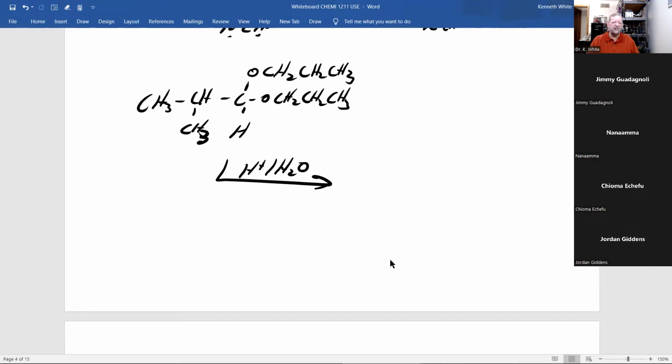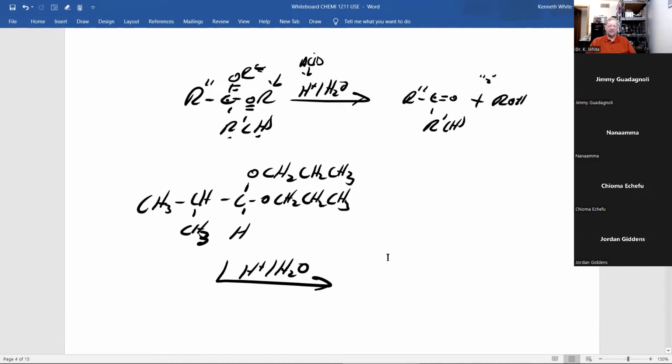And now it's your turn. Give the organic product or products of the following reaction. I'll help you out there. On tests, you can't do this. So I hope you're practicing writing down these reactions and memorizing them.